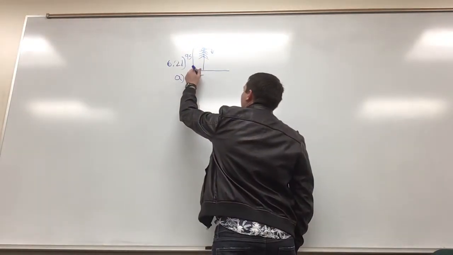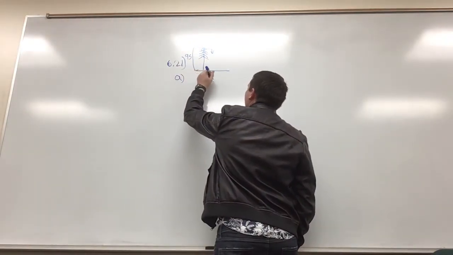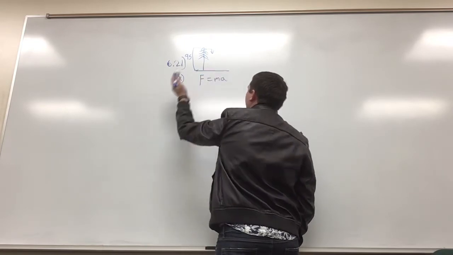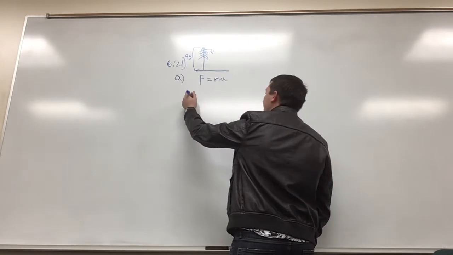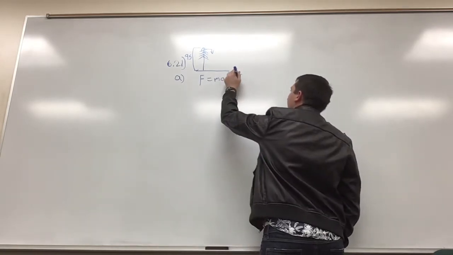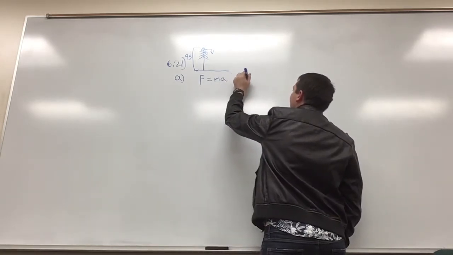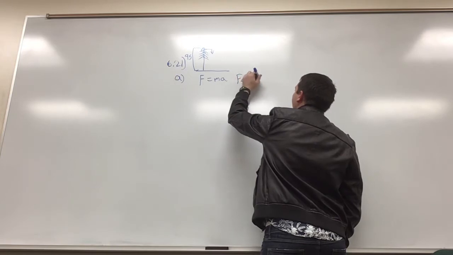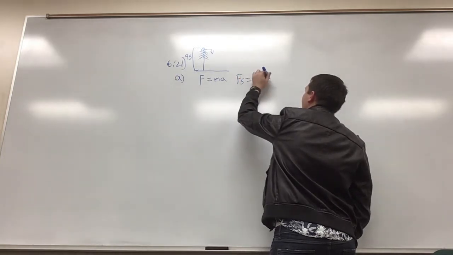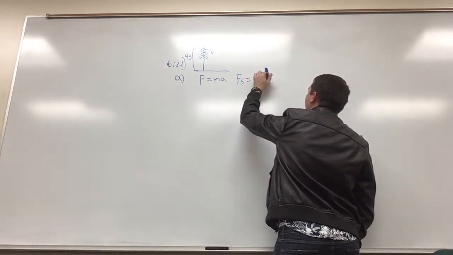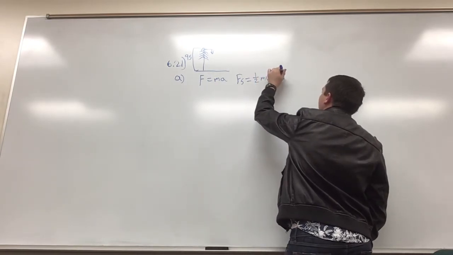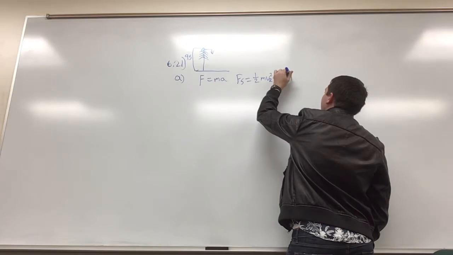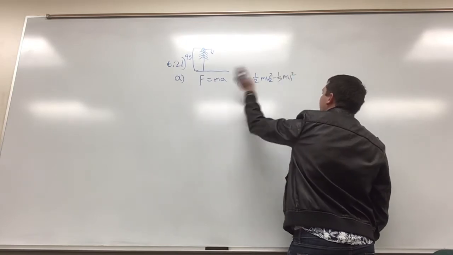So, we know that force is going to be equal to the mass times the acceleration. We also know that the force times the distance is going to be equal to 1/2 mass times the final velocity squared, minus 1/2 the mass times the initial velocity squared.